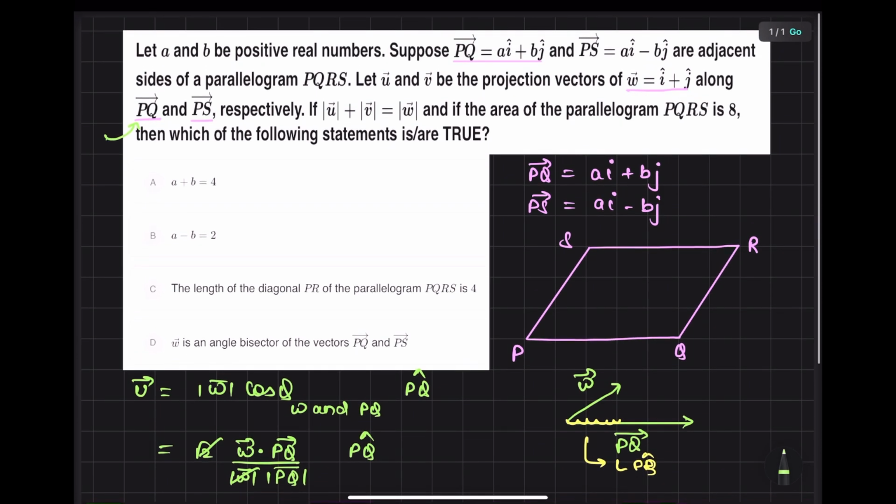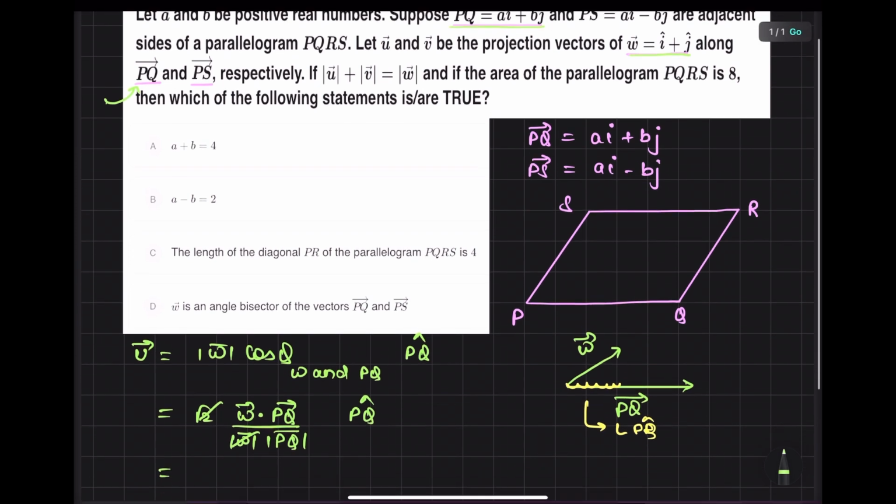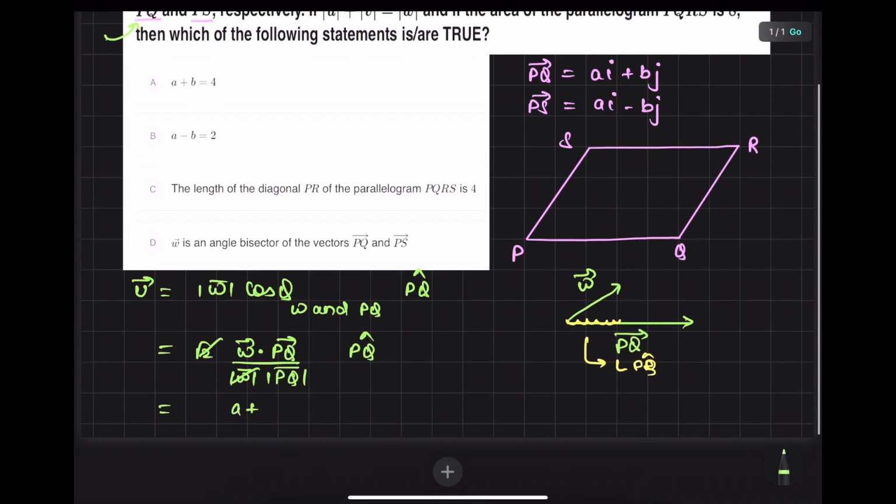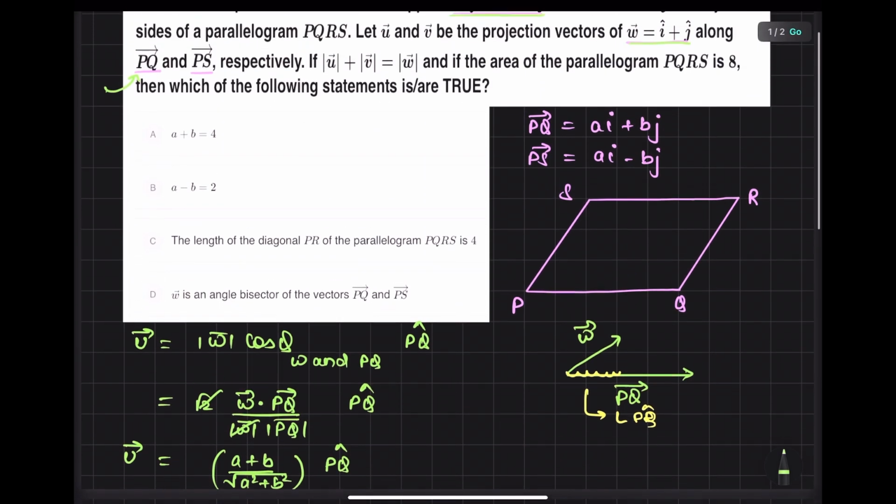Now w with PQ. So you have a w vector and you have a PQ vector. So you know that i will go with i, j will go with j, k will go with k. So it is a plus b. So can I write a plus b upon root over a square plus b square? Correct? And then PQ cap. So this is our u vector. I hope till this part you guys are okay.